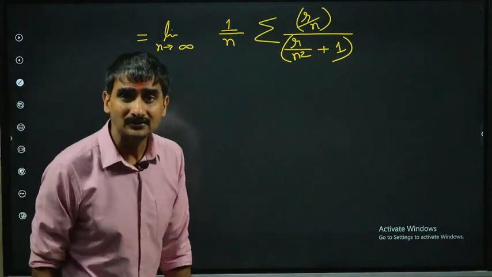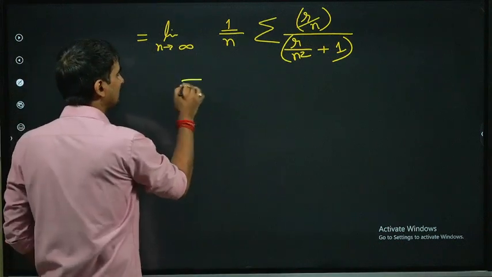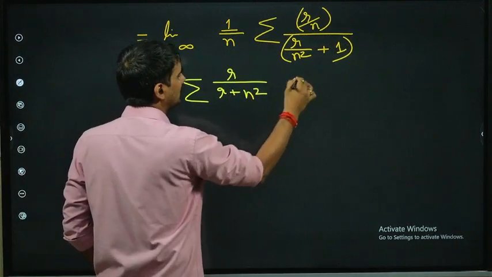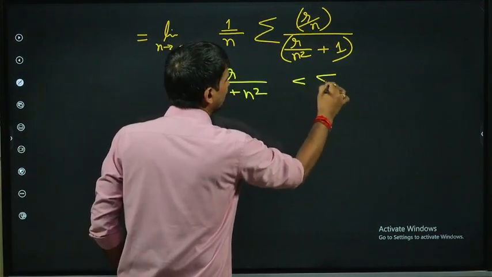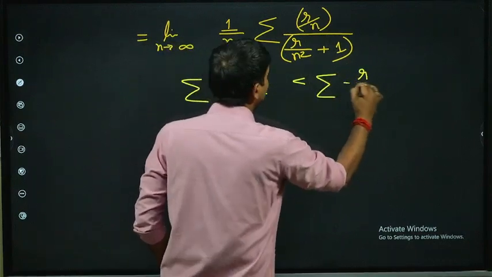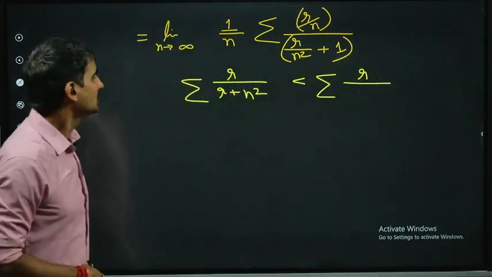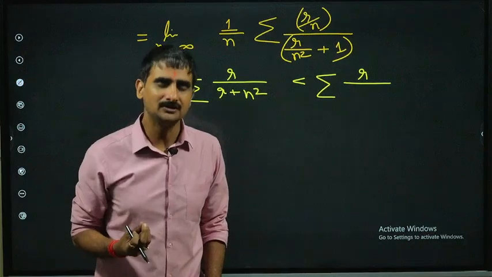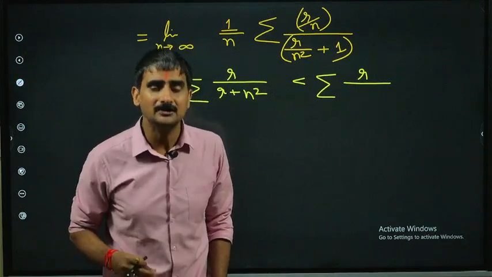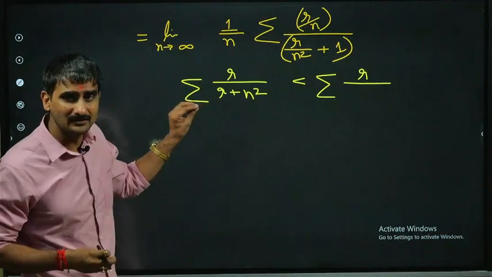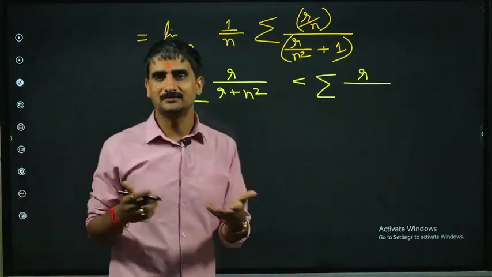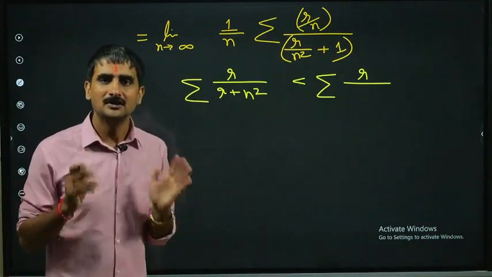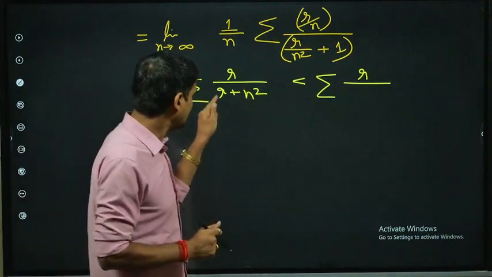Go for the sandwich theorem, okay. So I will write summation r upon r plus n square will be less than summation r upon... see, whenever we have a summation, the problem is not the presence of r or r square in the numerator. The problem is its presence in the denominator, because if there would have been no r in the denominator, I can easily apply the summation formulas, summation r square, summation r cube, summation constant, whatever. Isn't that okay? So let's take care of this r.